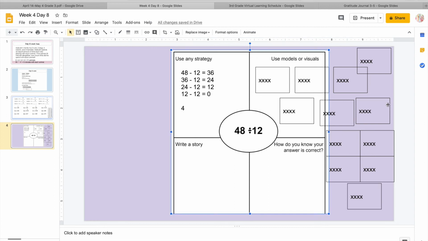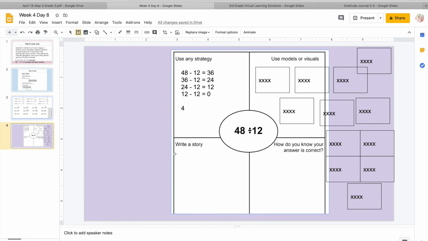Okay, guys, then we're going to come over to models or visuals. And as you can see, I had 48 X's and I made 12 groups. 1, 2, 3, 4, 5, 6, 7, 8, 9, 10, 11, 12. And I had 48 X's to get rid of. So what I did was I went one by one. And once I was done, I got 4, which checks out because I also got 4 over here.